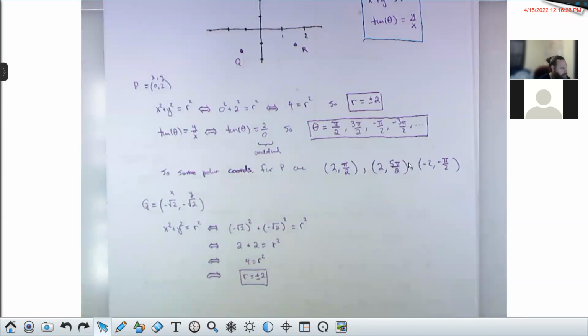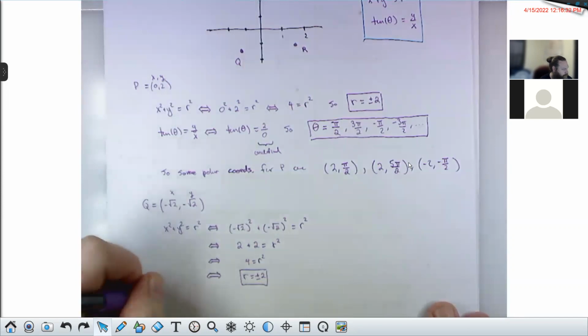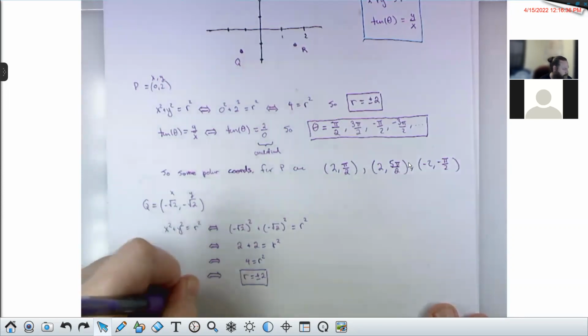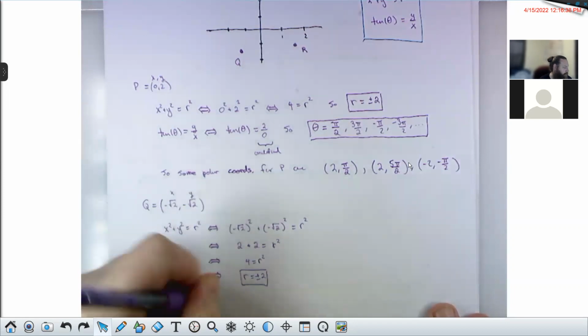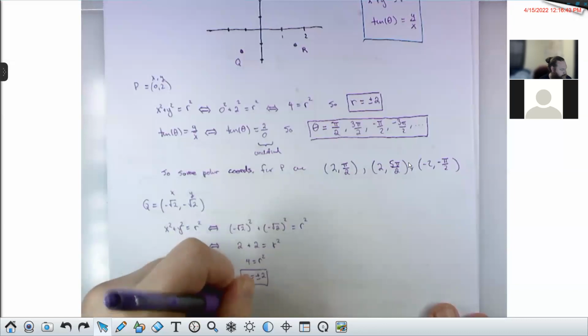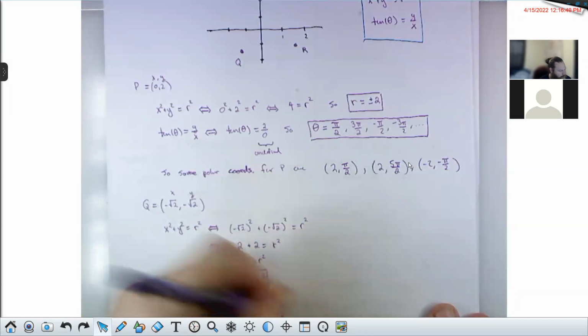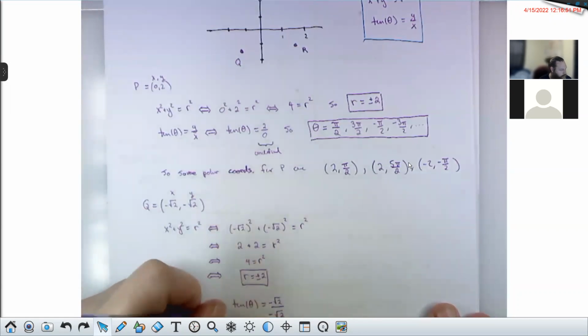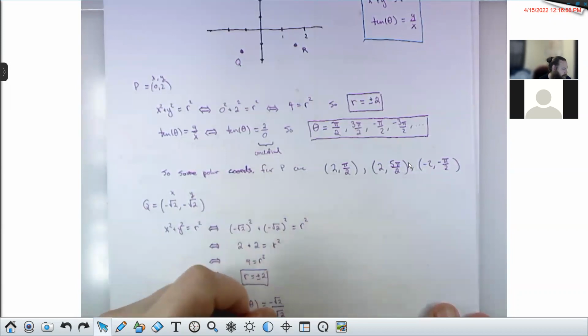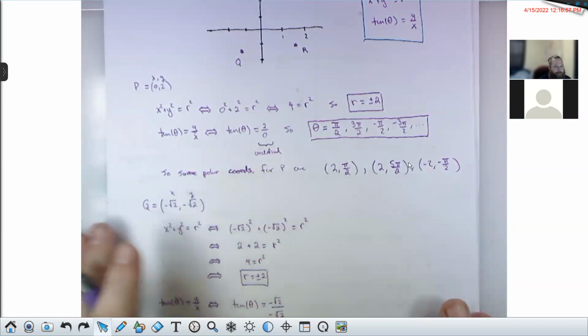Let's keep working on the point Q. So we know that R has to be one of plus or minus 2. Tangent theta should be equal to y over x. So tangent theta is negative root 2 over negative root 2. In other words here, tangent of theta is 1.